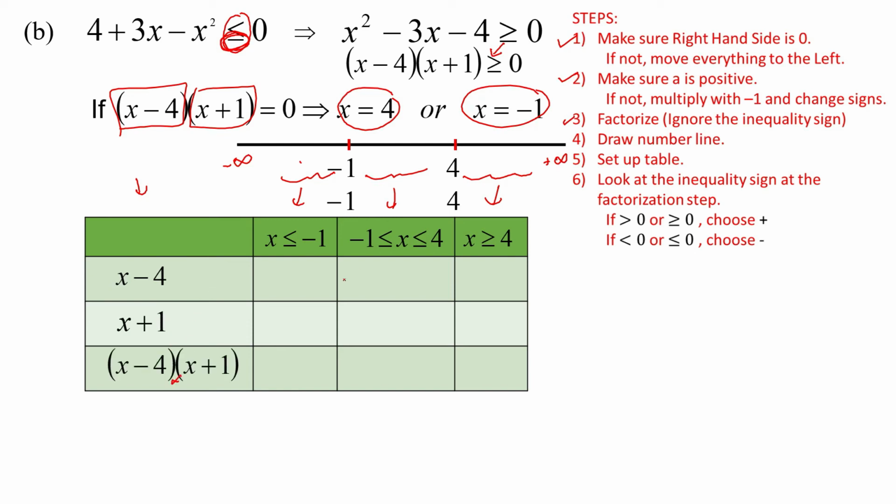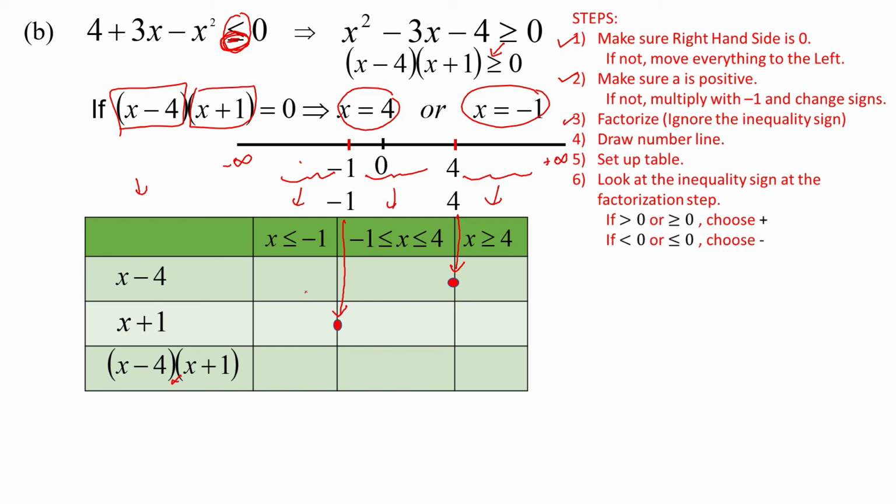Remember to plot your circles. Since the question has an equal sign for the inequality, that means it's going to be a dense circle. For the first factor, x minus 4, the value that will make it 0 is 4. So at 4, just write the dense circle. Next, at x plus 1, the value that makes it 0 is -1. So write the dense circle there.